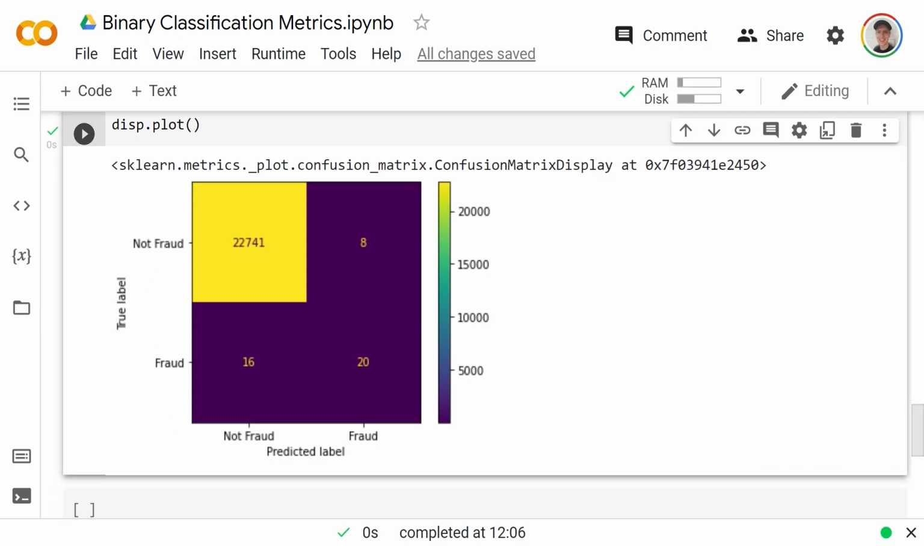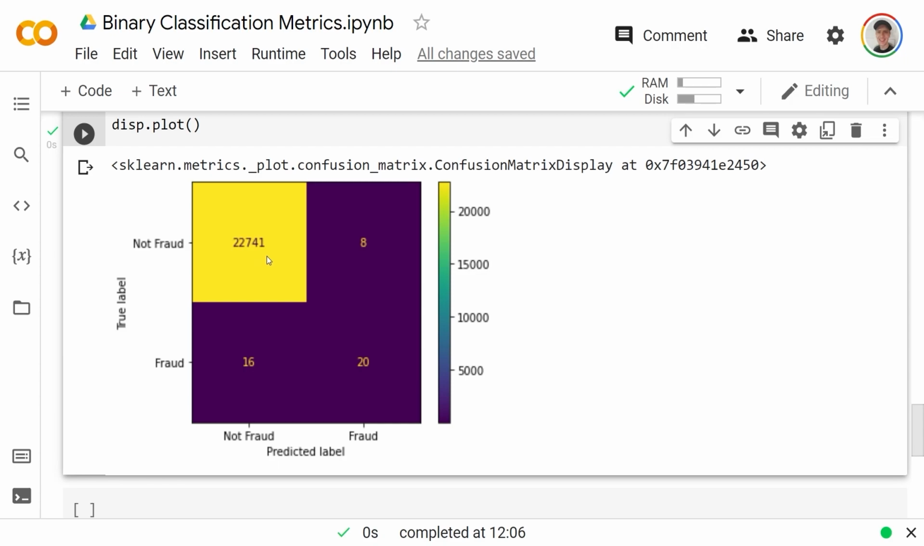The following terminology is essential to understand. We have 4 different terms here. These are true negatives, these are true positives, these are false negatives, and these are false positives. Don't worry, I will explain each of them over and over again. We would say that we have 22,741 true negatives. It is true because we accurately predicted the class. It was predicted as not fraud, and it was not fraud. And it's a negative because we refer to the not fraud class as the 0 or negative class.